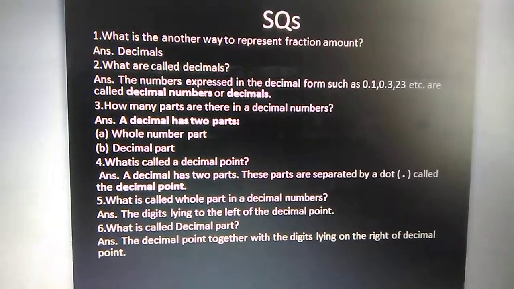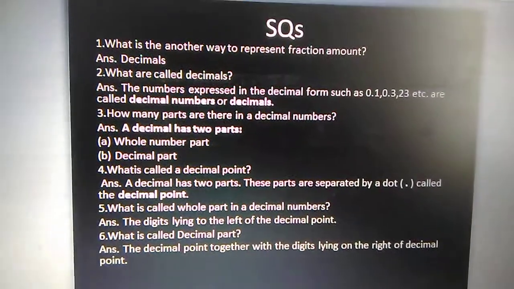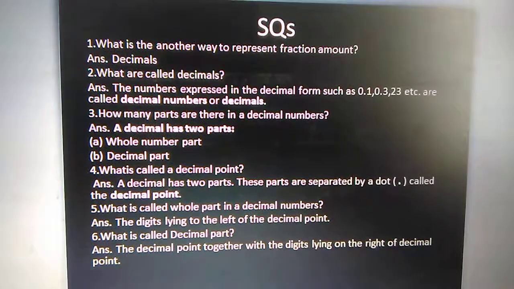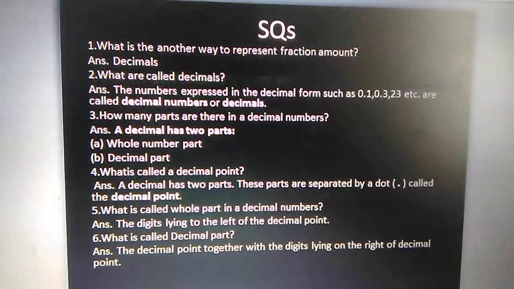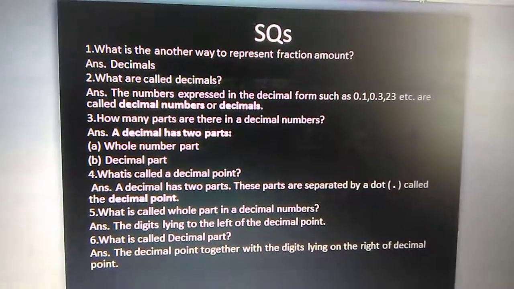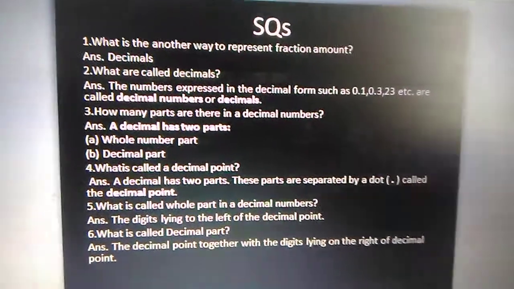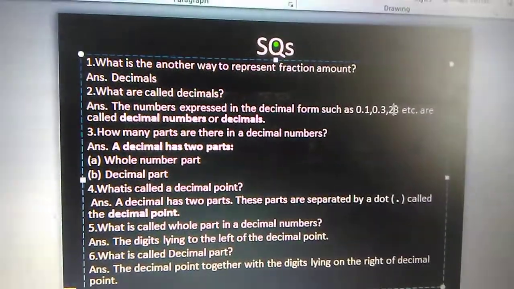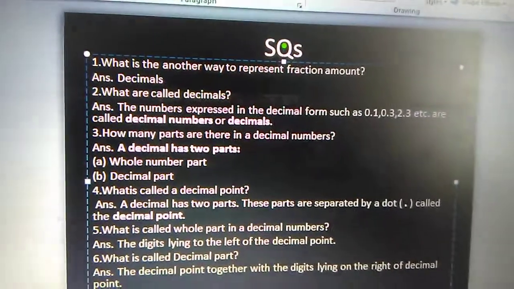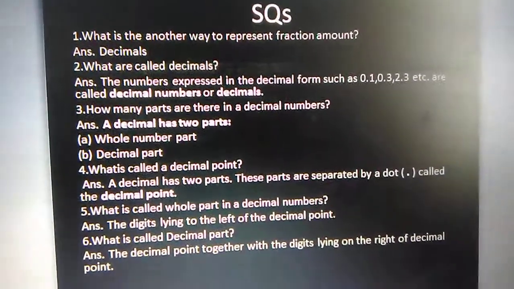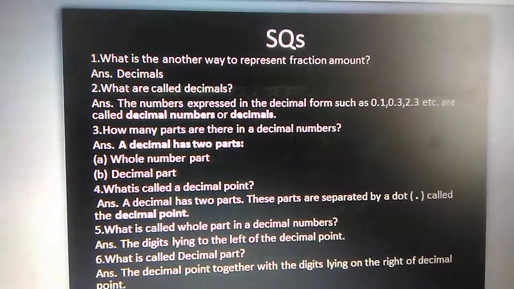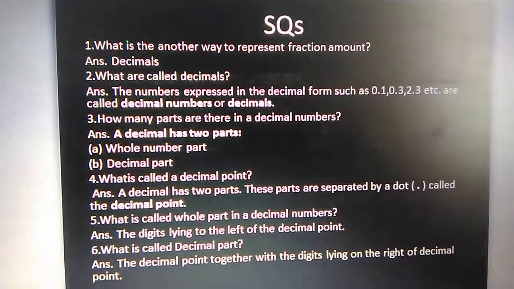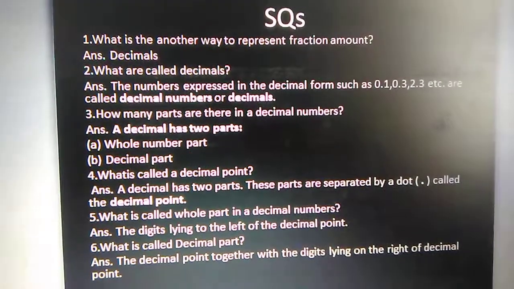Okay, so what is called a decimal? The numbers expressed in decimal form, such as 0.1, 0.3, 2.3. Your point is missing. Yes, 2.3 etc. are called decimal numbers or decimals. So if you get any number like this one, you will identify it as a decimal.